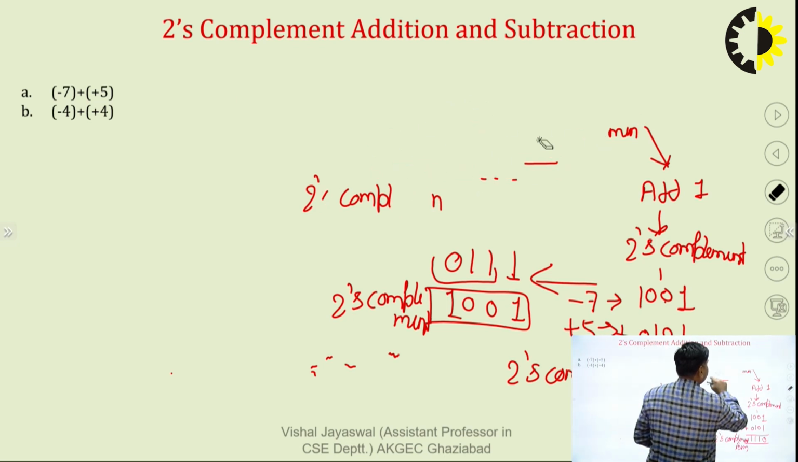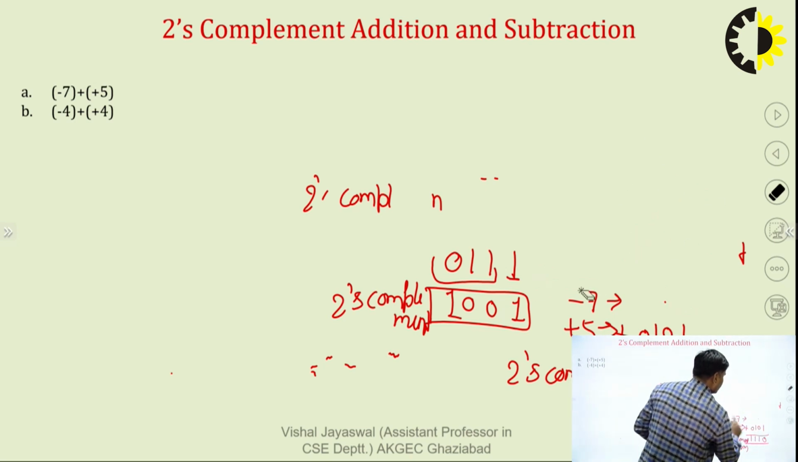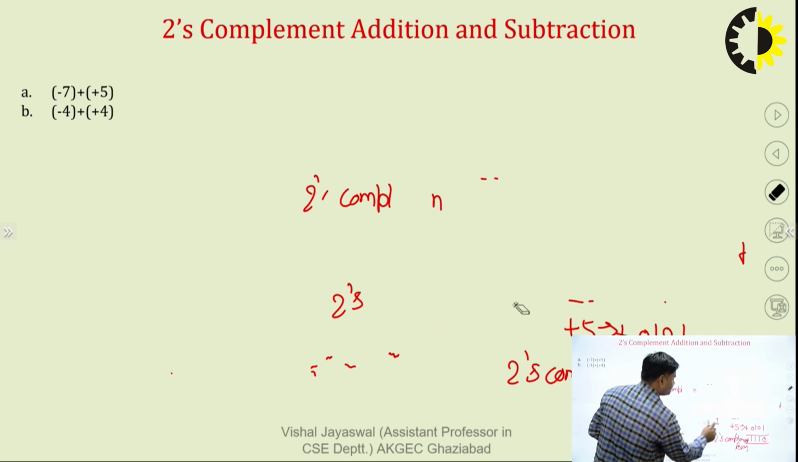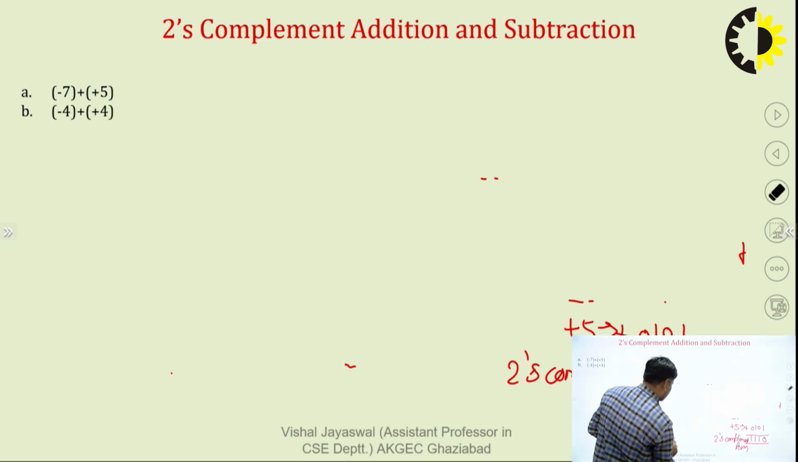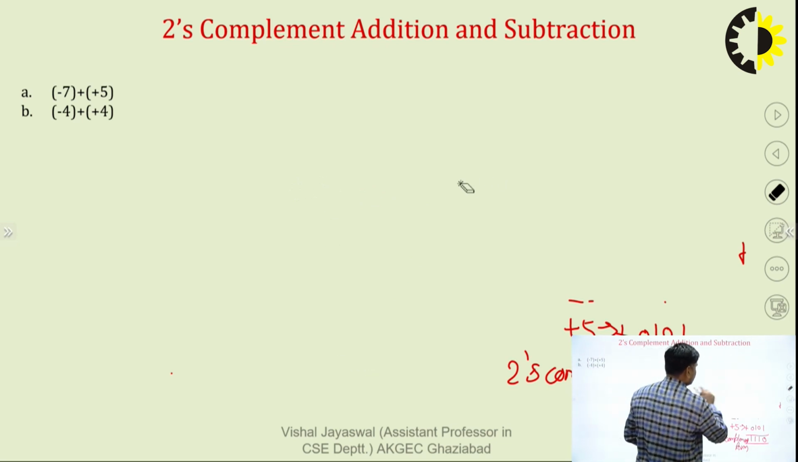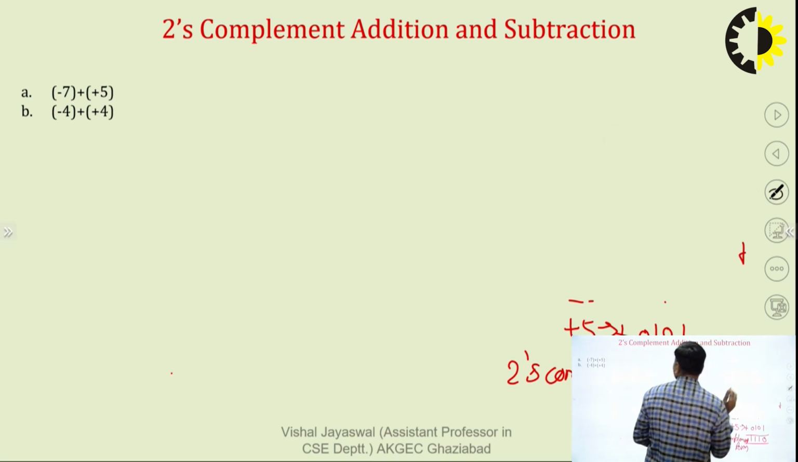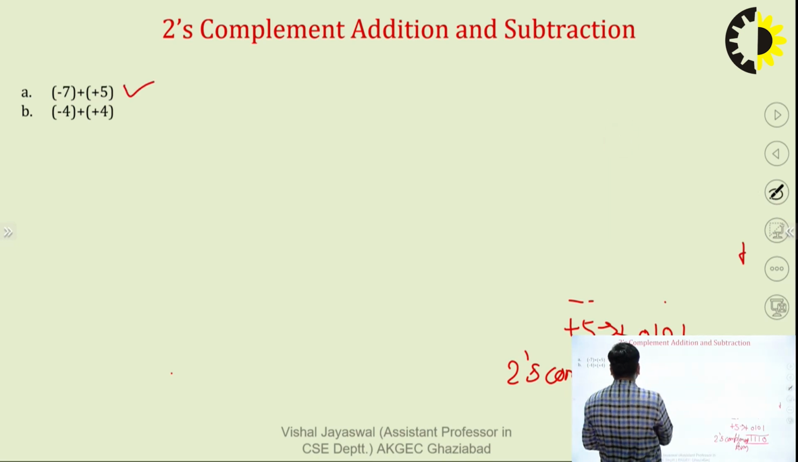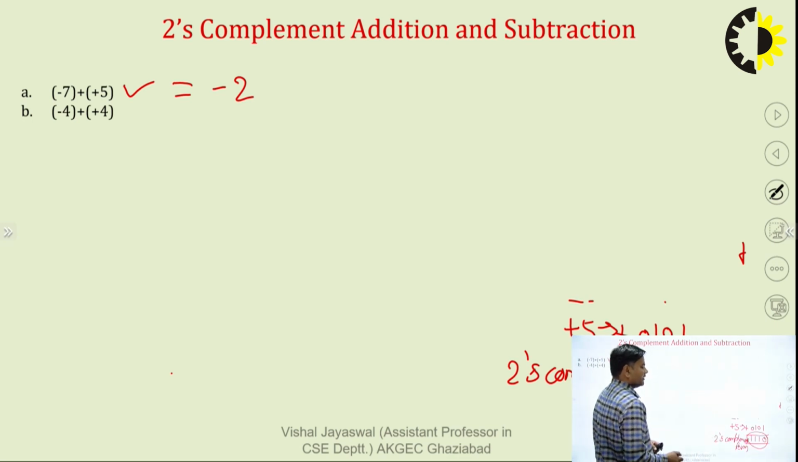If we add minus 7 plus 5, we know that we got the number minus 2, sorry, minus 2. So if we add minus 7 and plus 5, we got the result, that is minus 2. And this is minus 2 in the form of 2's complement.